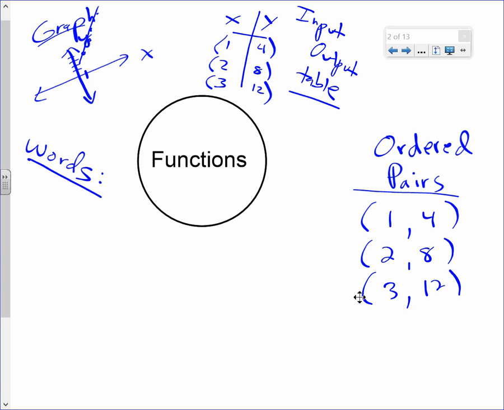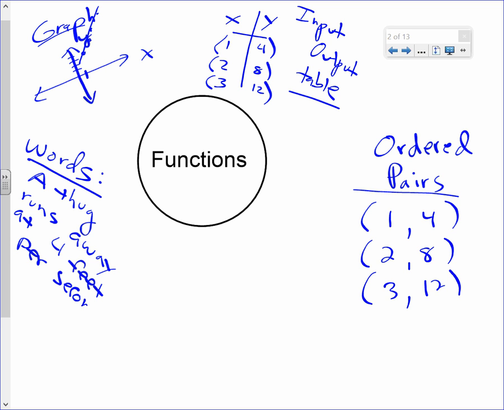Watch this. Our function's describing a thug running away, right? So look at the words I'm going to use to describe this function. A thug runs away at 4 feet per second. Notice I'm describing now the function in words. We're describing it in words. We're describing it in a graph. Input-output table, ordered pairs.